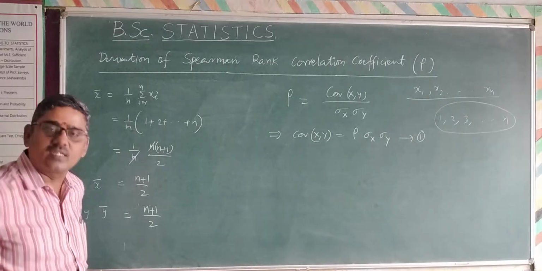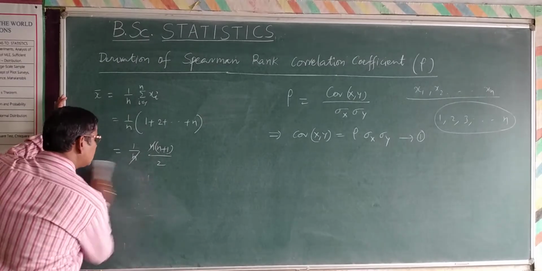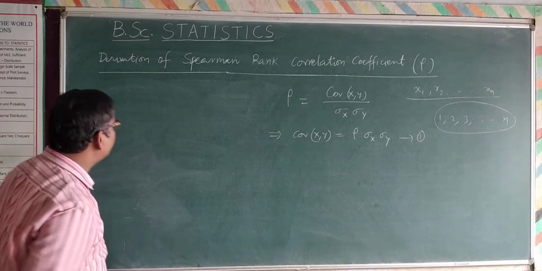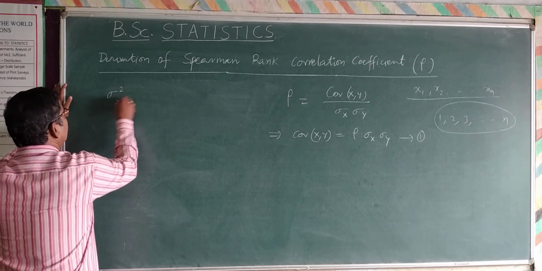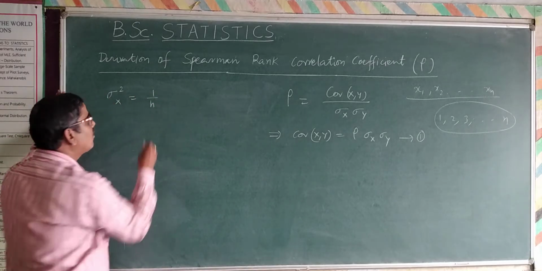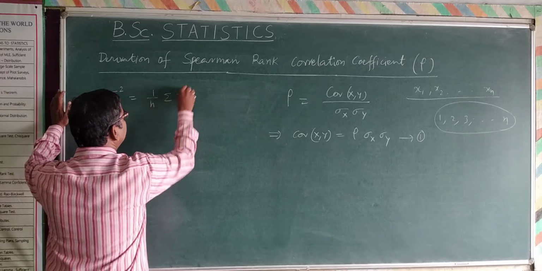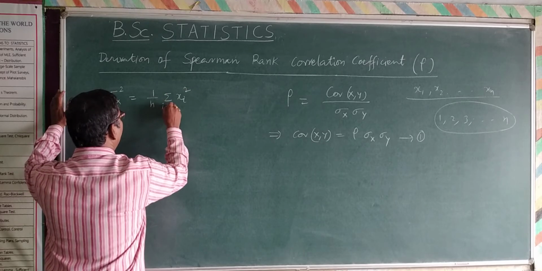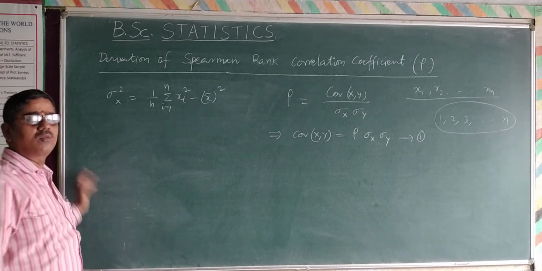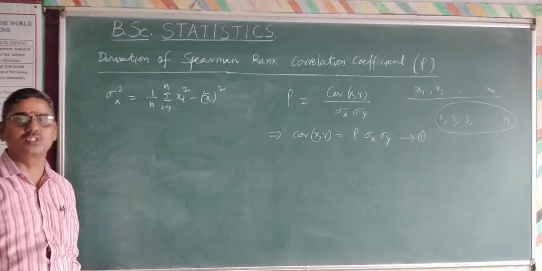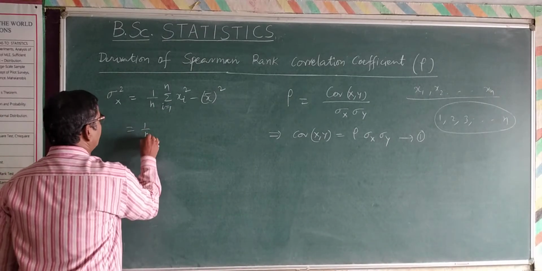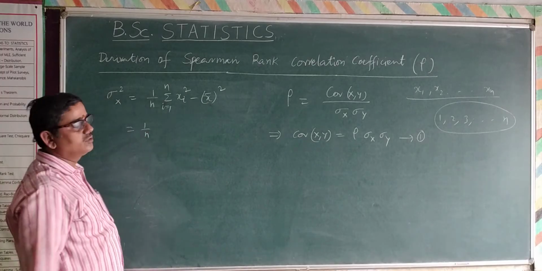Now I calculate sigma square X. What is sigma square X? Sigma square X is the variance. There are two formulas, I write one formula: 1 by n summation xi square, i is equal to 1 to n, minus x bar whole square. This is another formula. Original formula is 1 by n summation xi minus x bar whole square, from which you can obtain this. So again by applying x bar, which we have just calculated, we have separated this.